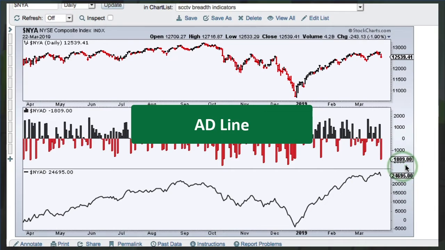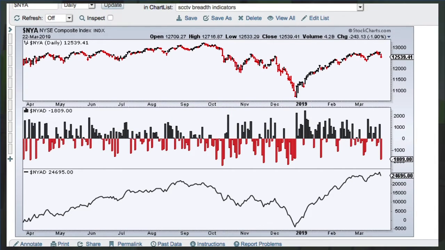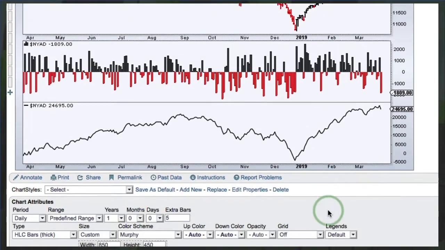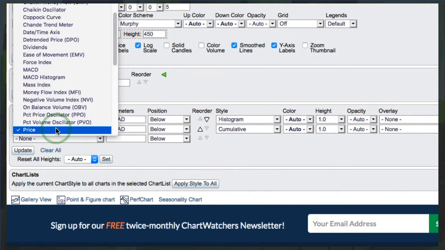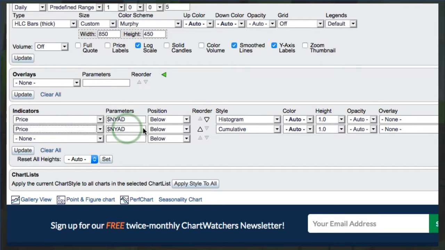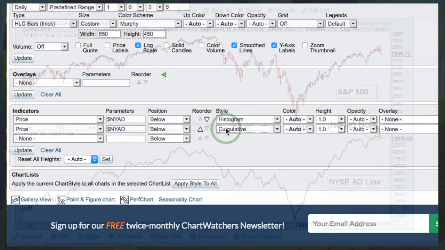And of course, once we know the symbol for net advances or Advance Decline Percent, we can make an AD line. So this is advances minus declines, net advances with the histogram, and then there we have the AD line, which is a cumulative reading of net advances. If you scroll down, you can see how to do that. There is the symbol $NYAD, and for the style, I've got cumulative.